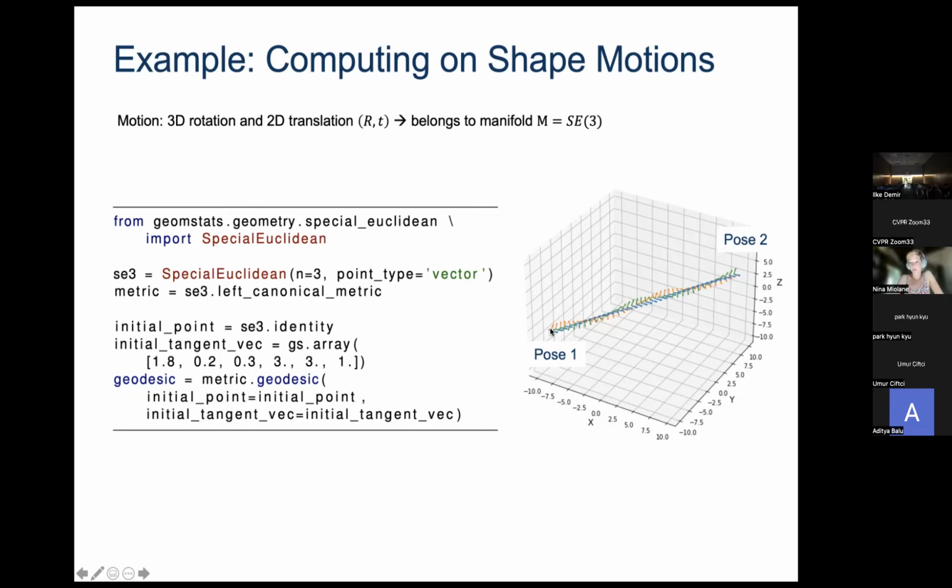Pose 1 corresponds to R1, T1, rotation 1, translation 1. It's represented by one very small frame with 3 axes, because we can use the translation 1 to place this frame in 3D, and the rotation 1 to orient the frame in 3D. So therefore, one little frame corresponds to 1 point in SE3. And you see here a trajectory of frames that correspond to the geodesic on the manifold SE3, linking pose 1 to pose 2.